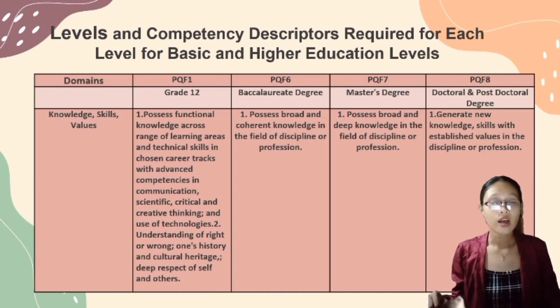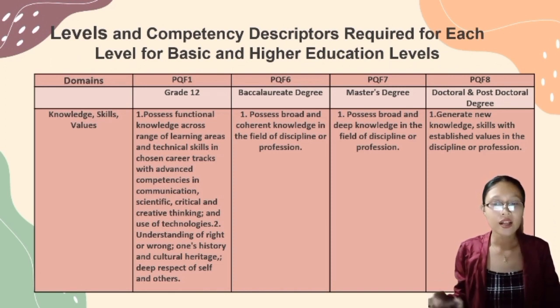In grade 12, the student should possess functional knowledge across a range of learning areas and technical skills in choosing career tracks, with advanced competencies in communication, scientific, critical, and creative thinking, and use of technologies. Second, understanding of right or wrong, one's history and cultural heritage, and deep respect of self and others. So before they can proceed into a baccalaureate degree, they should possess those descriptors.